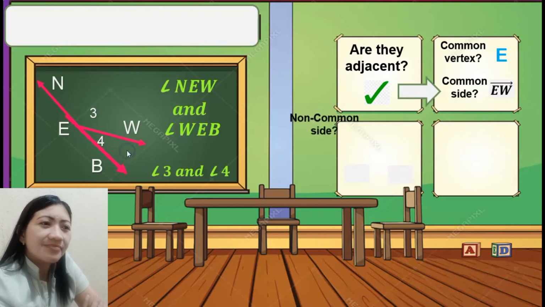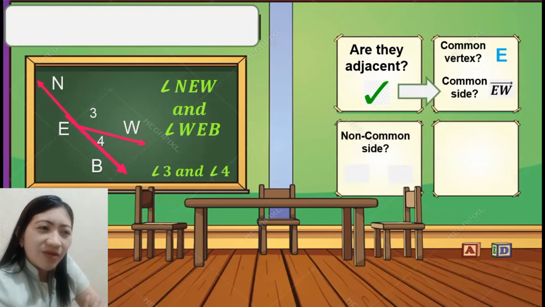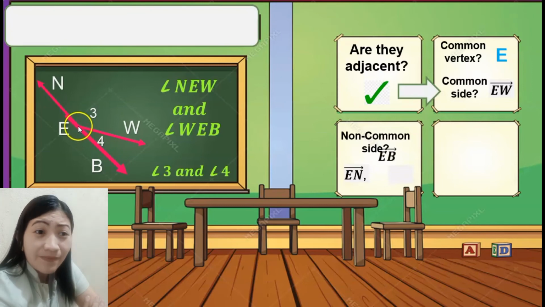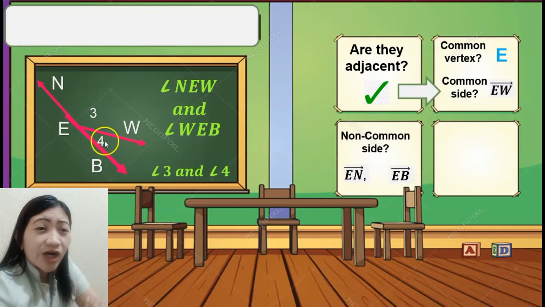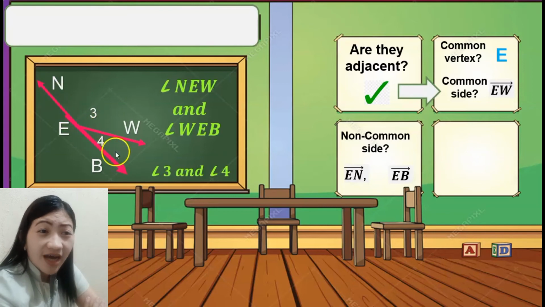Next question. How about their non-common side? Ano ba yung non-common side nila? Yung non-common side nila, ito si ray EN and ray EB. So, ito yung non-common side. Si ray EN and ray EB, those are non-common side. Hindi common sa kanilang dalawa.